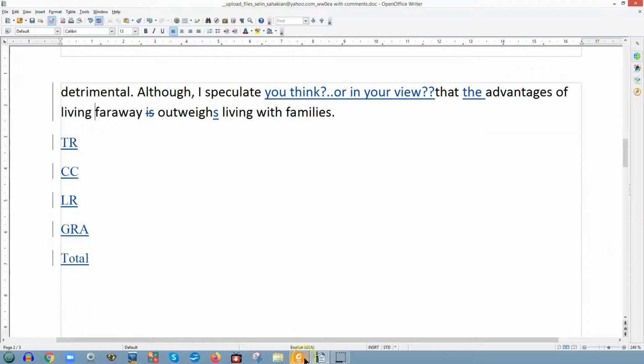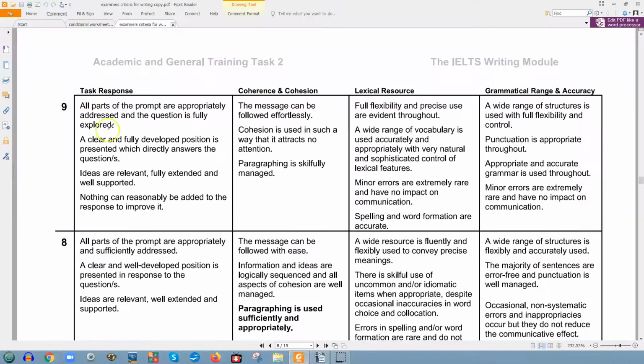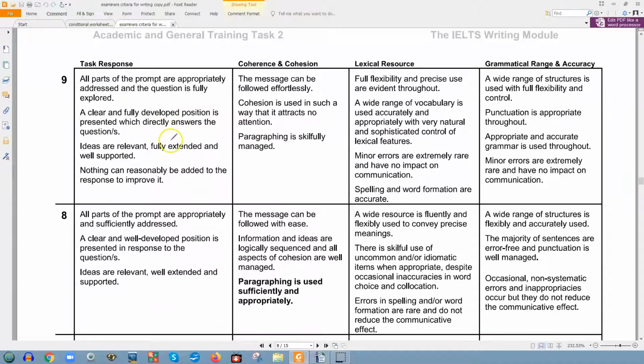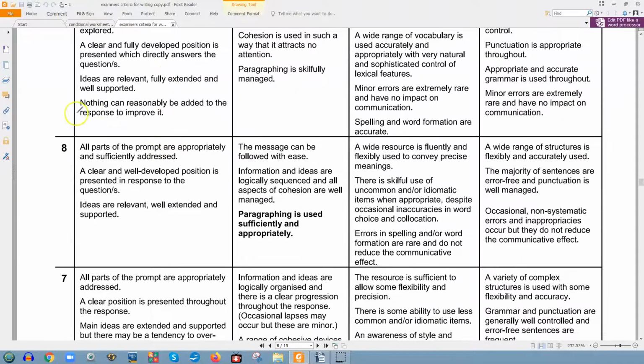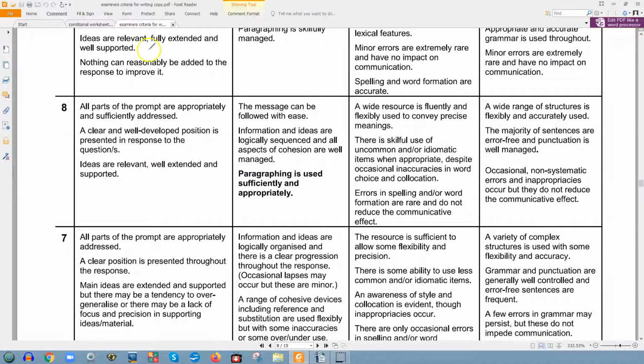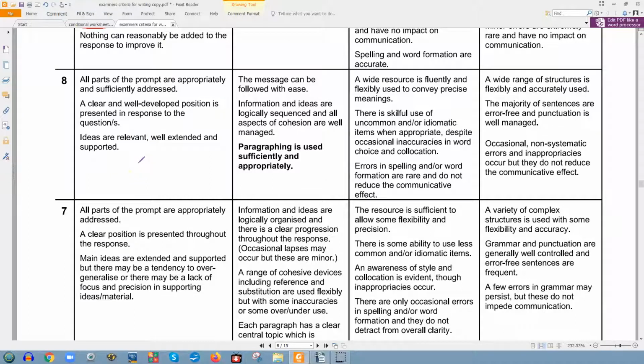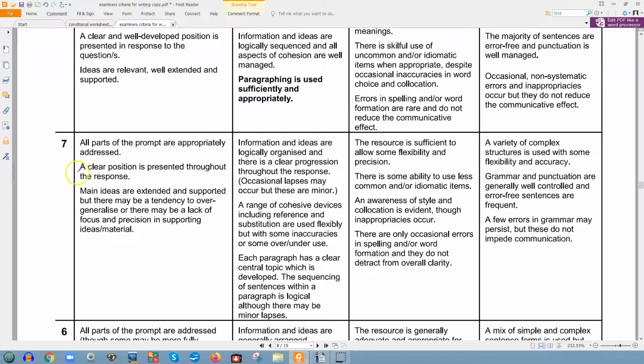Okay, so let's have a look. Task response. All parts of the prompt clear, fully developed. 9. Ideas. Well, they're not fully extended. A single sentence is not extended or supported with an example. Clear position, more or less.